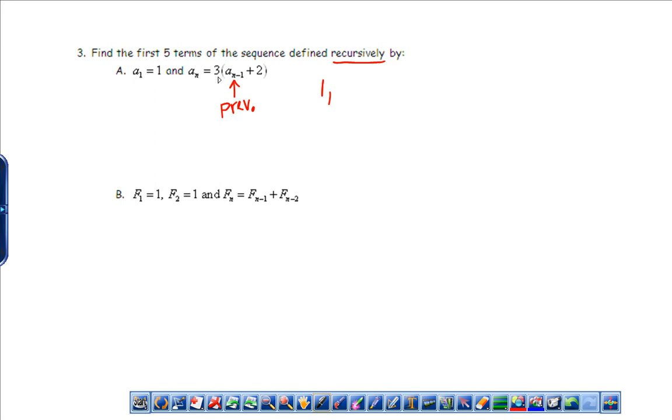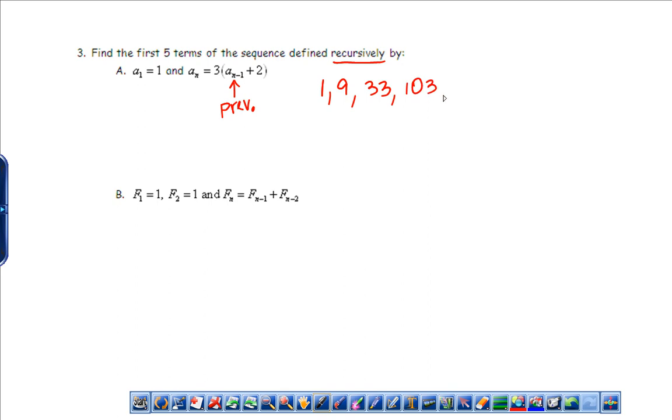All right, and so now what we're going to do is take this 1, add 2 to it, and then multiply that number by 3. So that's going to give us 9. Okay, now we're going to take 9, add 2, multiply by 3, we get 33. Now we're going to take 33, add 2, multiply by 3, and we get 103.